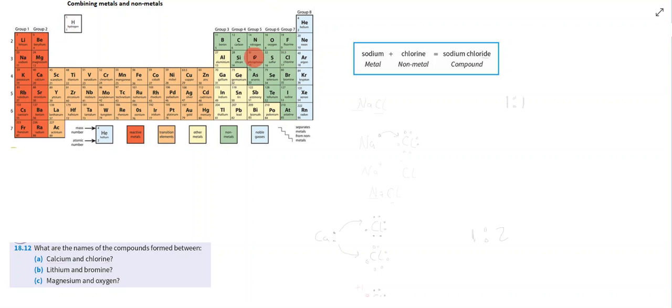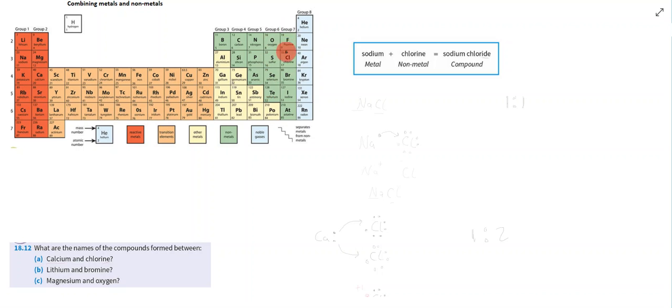Then if we go over this side and think about the group 6 elements, generally they have 6 electrons in their outer shell, they need 8, so they want to gain 2 electrons. So generally they'll become a negatively charged ion with a 2- charge.